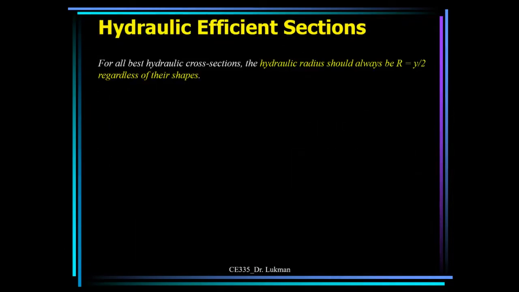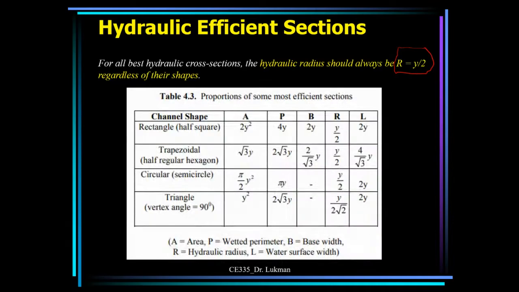For all best hydraulic cross-sections, the hydraulic radius should always be R equals Y over 2 for most of them, regardless of their shapes. This is true for a rectangle, which is half a square. You can see R equals this. And this is the top width, which is the length of the water surface width, which we call the top width T. And this is trapezoidal, half a regular hexagon. For trapezoidal, also R equals Y over 2.